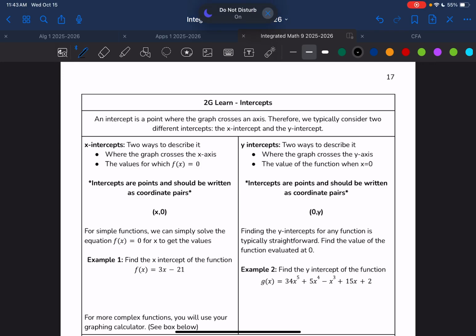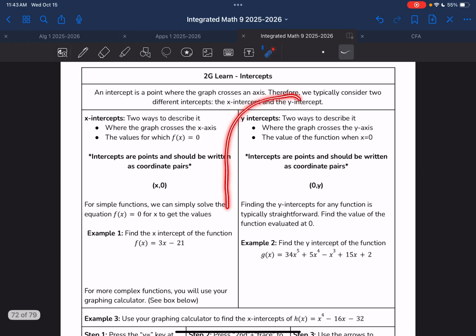All right, in this video, I will be talking through page 17 in the notes packet. Here we're learning about intercepts. So hopefully you've seen this topic somewhere along the way before. I know we've mentioned it in passing in class, but there's two different types of intercepts. I'm actually going to start on the right side here.